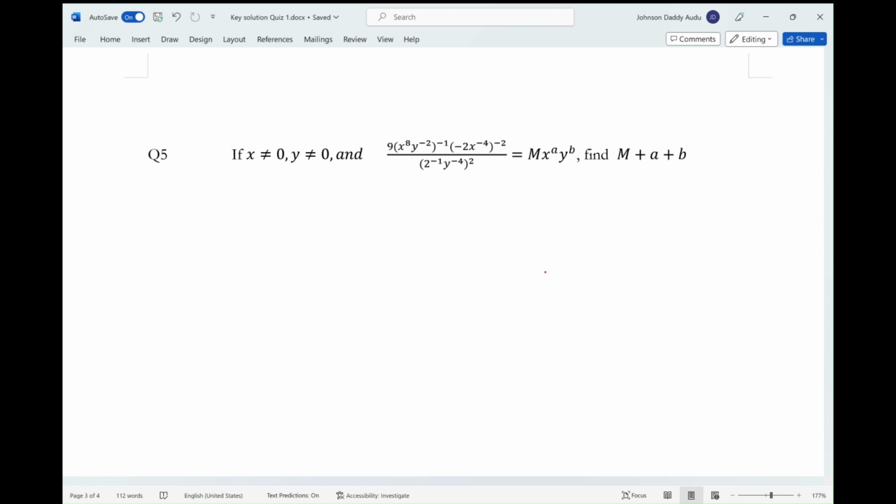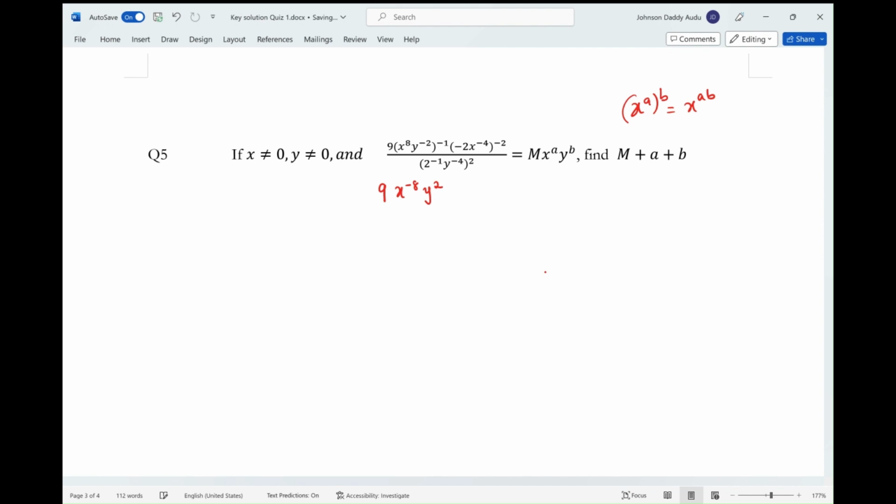This is 9x to power 8. Don't forget that the 9 is on its own. On its own, it has no power. This power will be x to power minus 8. And this will be y to power 2. Here we're just using the fact that if you have x^a to power b, this is just x to power a times b. We're using it for each of these terms here. So the same thing here.